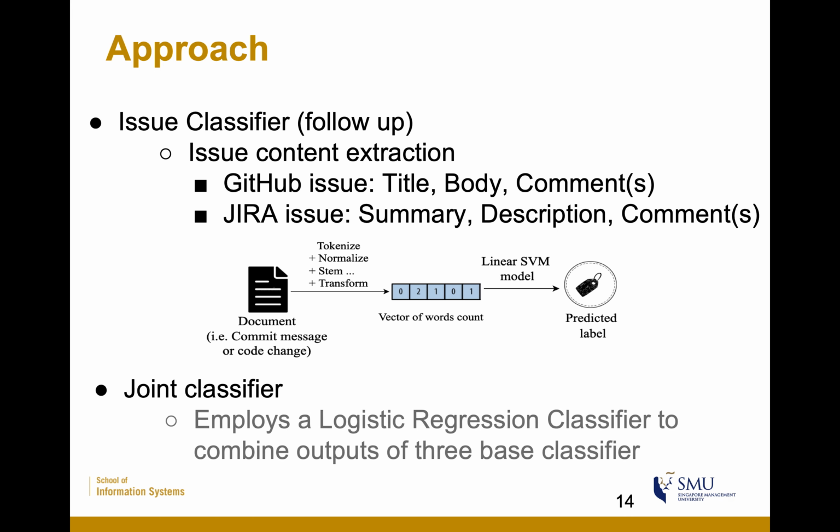Finally, from all three base classifiers, we obtain three probabilities that a commit is for vulnerability fixing or not, based on three sources of information: commit message, code change, and issue respectively. We employ a logistic regression classifier as our joint classifier to fuse these probabilities into the final prediction of HERMES.